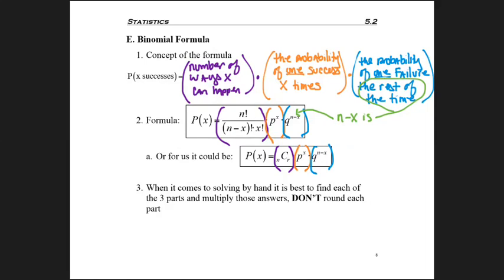Again, remember, I'm not expecting you to do the binomial by hand. Some of you can do the whole problem at once in your calculator, either because your calculator has a binomial button or because you're doing the three parts. But the biggest thing to remember is if you're going to do it one part at a time, do not round each part.